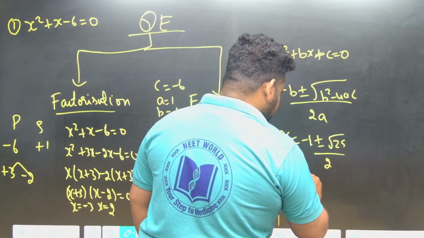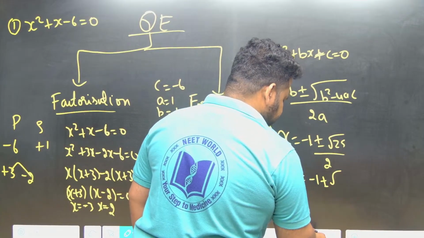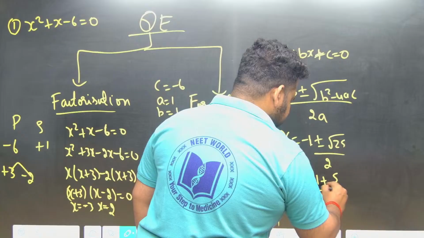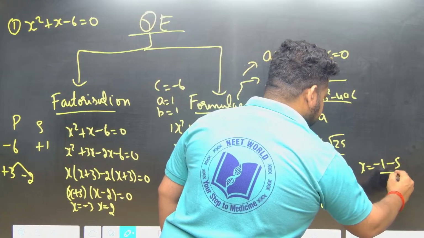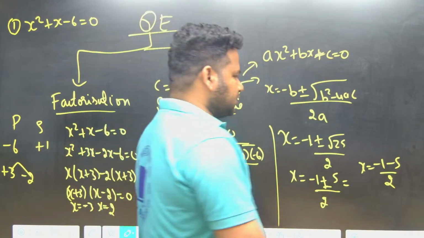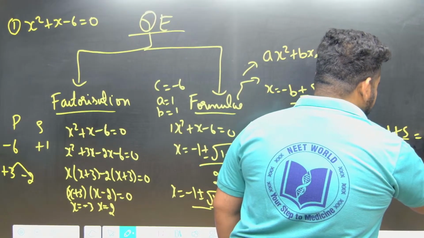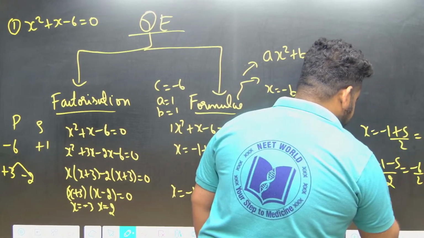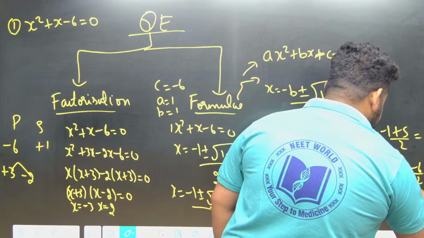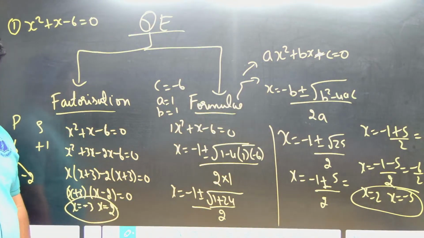That is nothing but x is equal to minus 1 plus or minus, square root of 25 is 5. This will be just 5, not square root of 5. Plus or minus 5 divided by 2. So the first root will be x is equal to minus 1 minus 5 by 2. Another root will be x is equal to minus 1 plus 5 by 2. So this will get us 4 by 2, the value will be 2. This will be minus 6 by 2, that value will be minus 3. So we got x is equal to 2 and x is equal to minus 3, same as the one we got using the factorization method. Clear? So this is how we will solve the question.